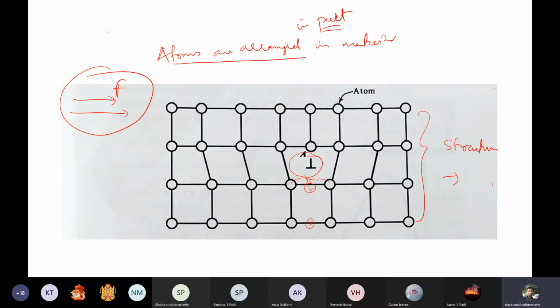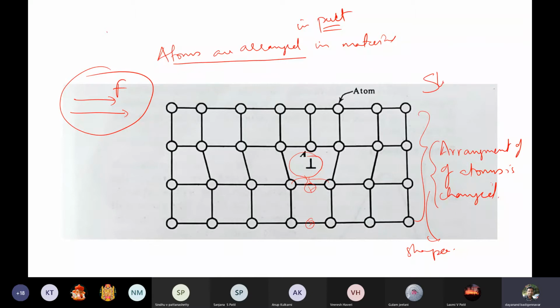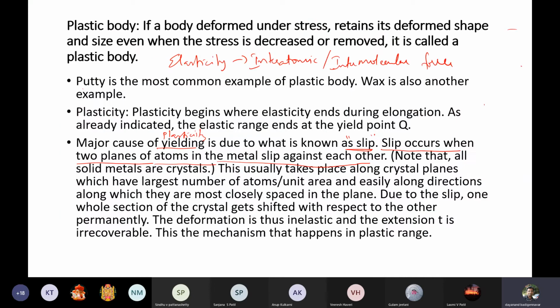Because of the slip, the structure changes. The structure of the atoms, or the arrangement of the atoms, is changed. Once the arrangement of the atoms is changed, obviously the shape is also changed. This is called a slip. So due to slip of the atoms, we get the plastic property in the material.